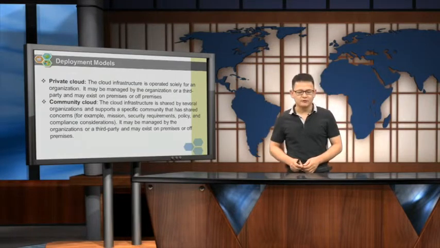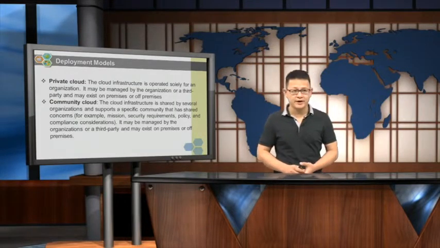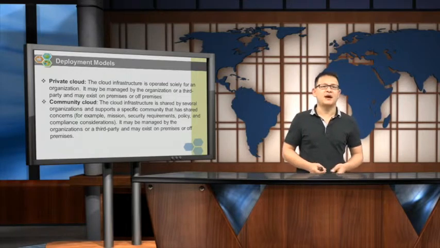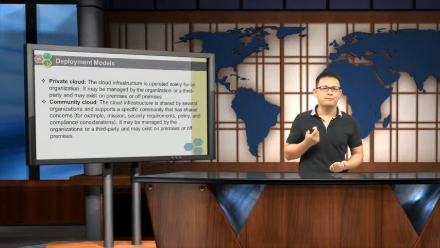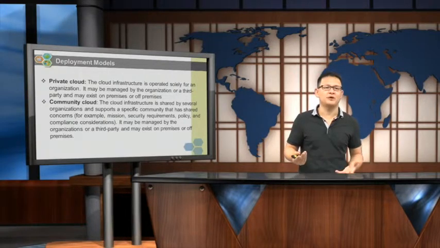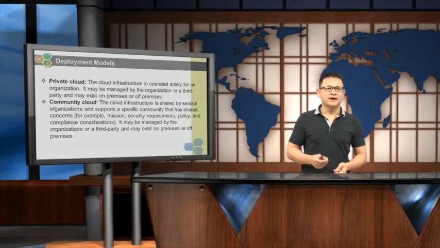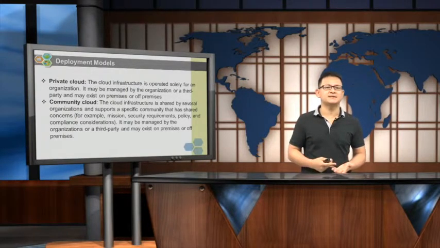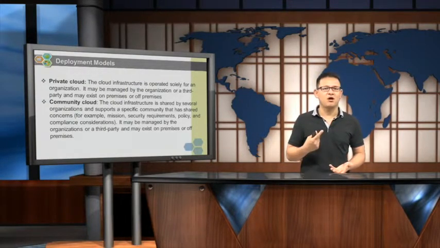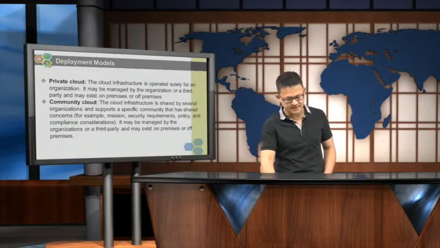So for the deployment models, we have several models here. First, we have the private cloud. Of course, in this case, the cloud infrastructure is operated solely for an organization because it's private. So you don't have to share with anybody, and it does not have to be based on a third-party provider. It may be managed by the organization or a third party and may exist on premises or off premises.